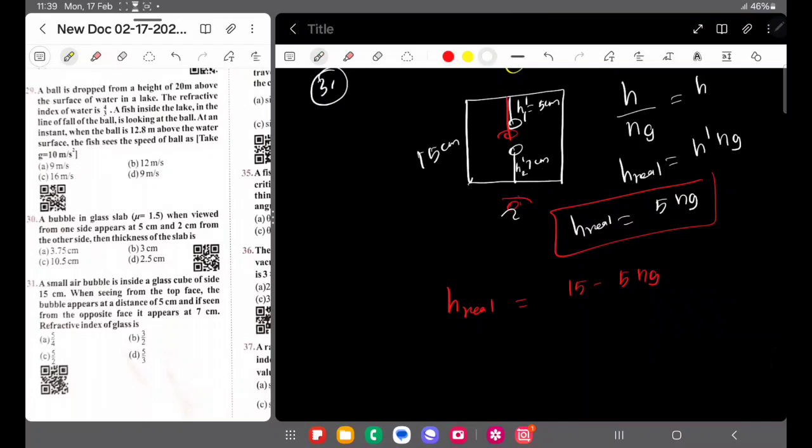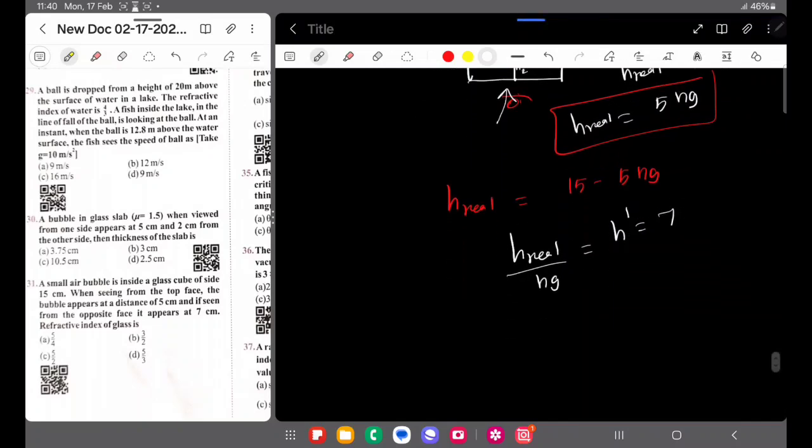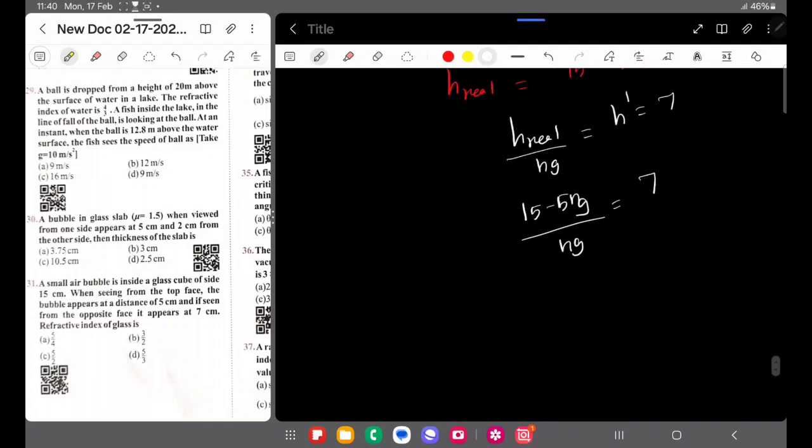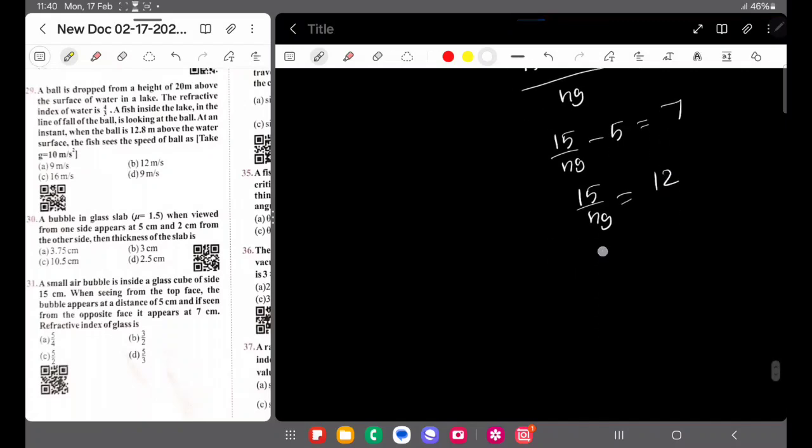So if you apply the same idea from this side, we know the formula for it, right? We know h real by n glass is equal to h apparent. H apparent is equal to 7. So h real is equal to 15 minus 5 ng, divided by ng, equal to 7. On simplifying this, you can get the ng value. So 15 by ng minus 5 equal to 7. So I'll be getting 15 by ng equal to 12. So ng equal to 15 by 12. On simplifying this, I'll be getting 5 by 4. So 5 by 4 should be the answer.